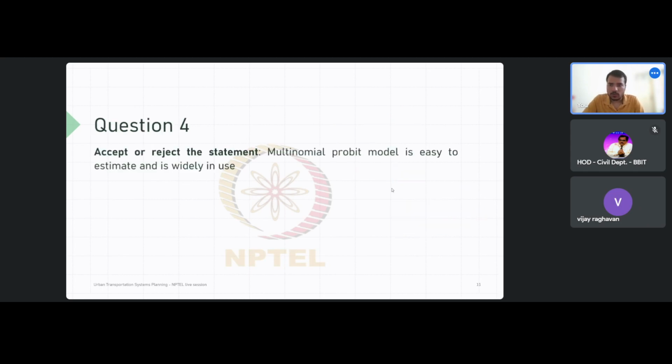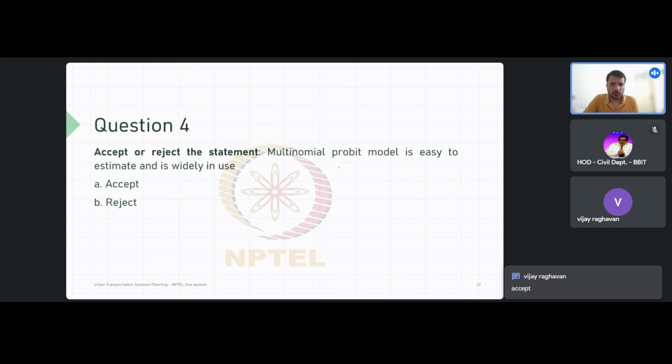Moving to question 4. So accept or reject type of question. Multinomial probit model is easy to estimate and is widely used. Accept and reject. So you can respond to this. Let me know the answer. Accept. Okay. So any response from Vijay? Okay, fine.